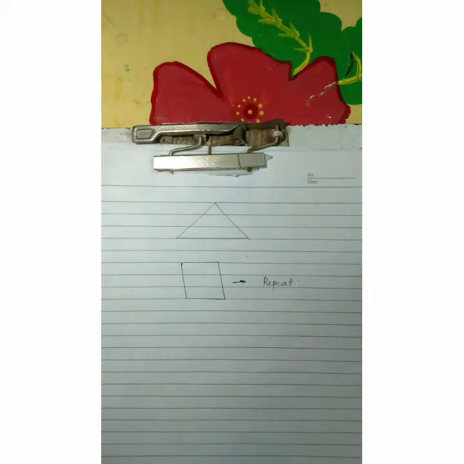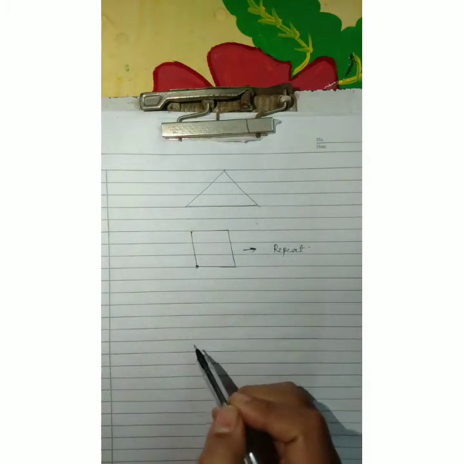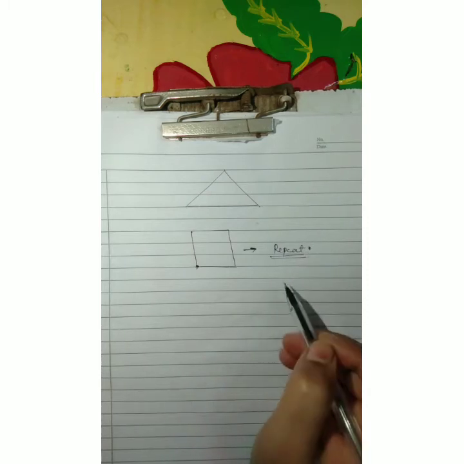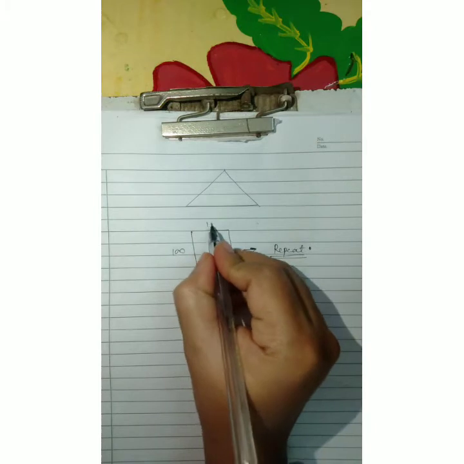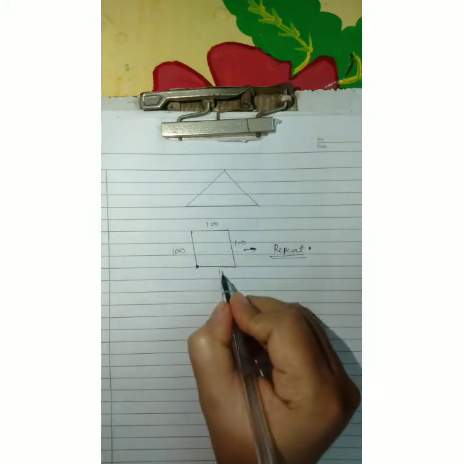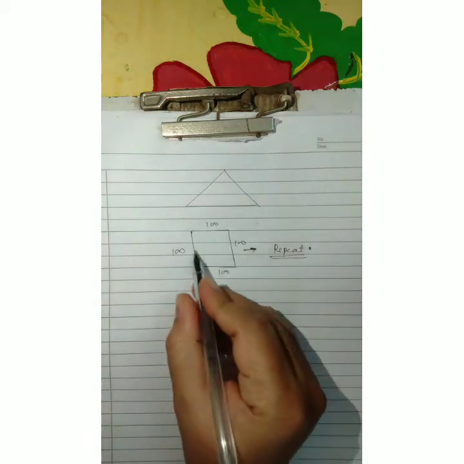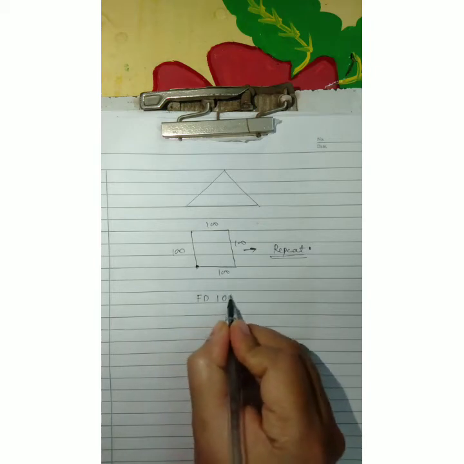First of all, I am explaining how we can make square simply. Then we'll learn how to make square with the help of repeat command. So consider this as 100, 100, 100, 100. You can write 50 or 100, it's up to you. So to move in the same direction, what can we write? We can write FD 100.